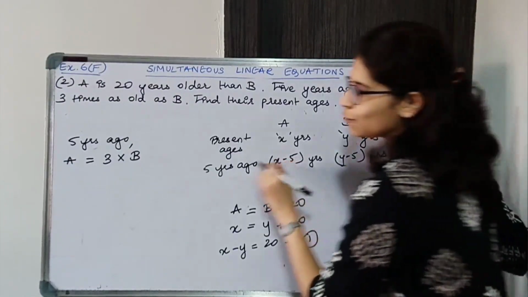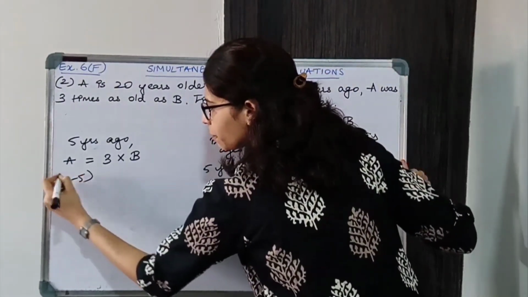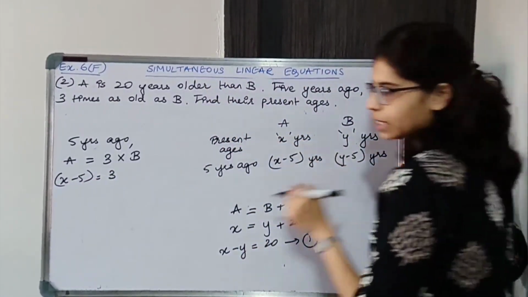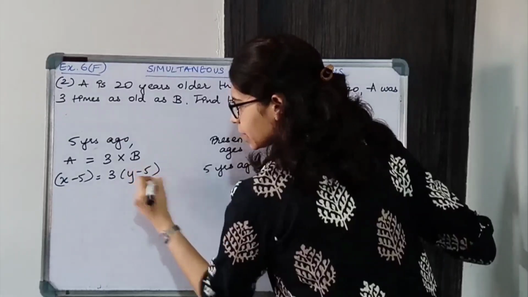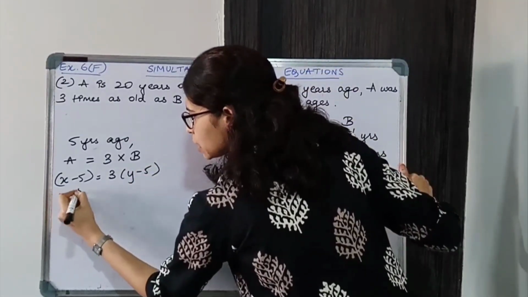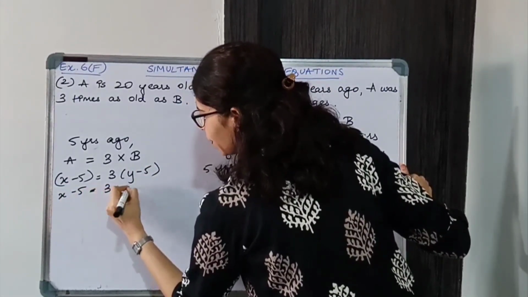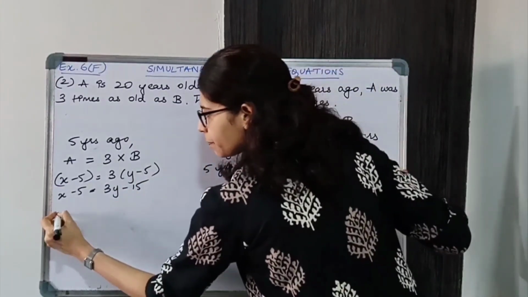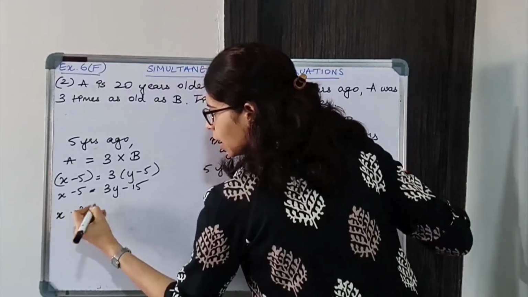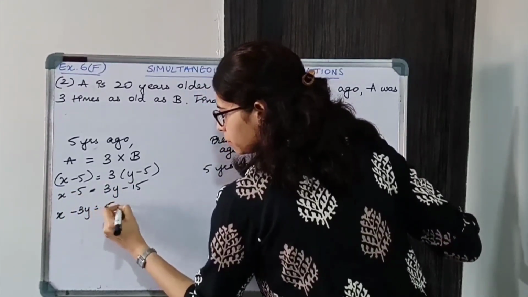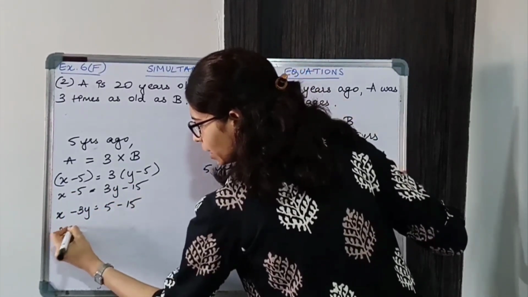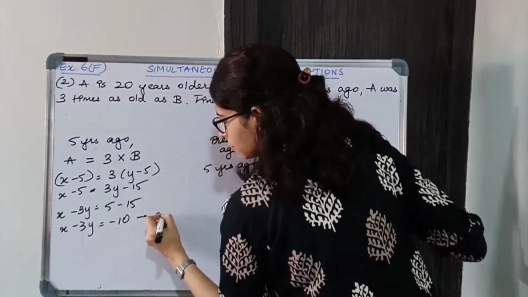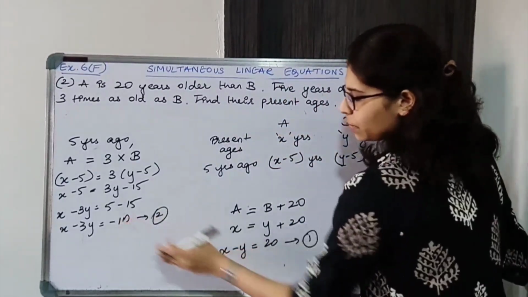It was x minus 5. So x minus 5 is equal to 3 times B's age 5 years ago, y minus 5. Okay, so x minus 5 is equal to 3y minus 15. We'll shift the y term over here and this constant, that is the number, over here. So x minus 3y is equal to minus 10. Now we'll solve these two equations.